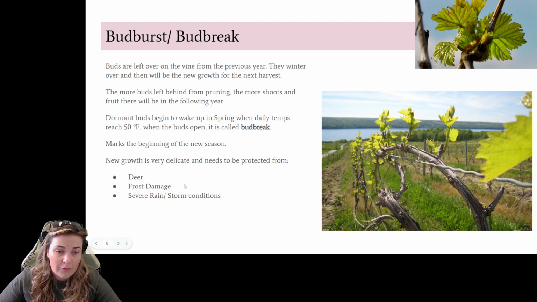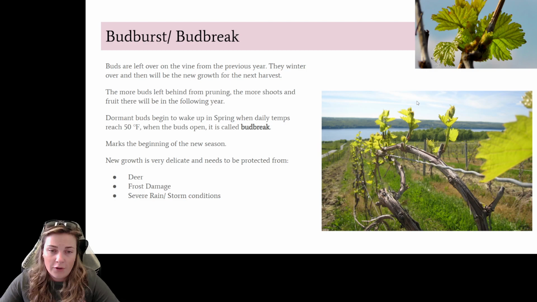Another problem could be frost damage. So if you have weeks and weeks of really nice weather and your buds start to break open, but then all of a sudden we have a frost come through, then these leafy new green buds that have just opened up could frost over and die, and then you could lose your entire crop that way too. Same goes for severe storms, like severe rain, storm conditions that can break these. These are very delicate at this stage. That could be very, very sad for your vineyard.